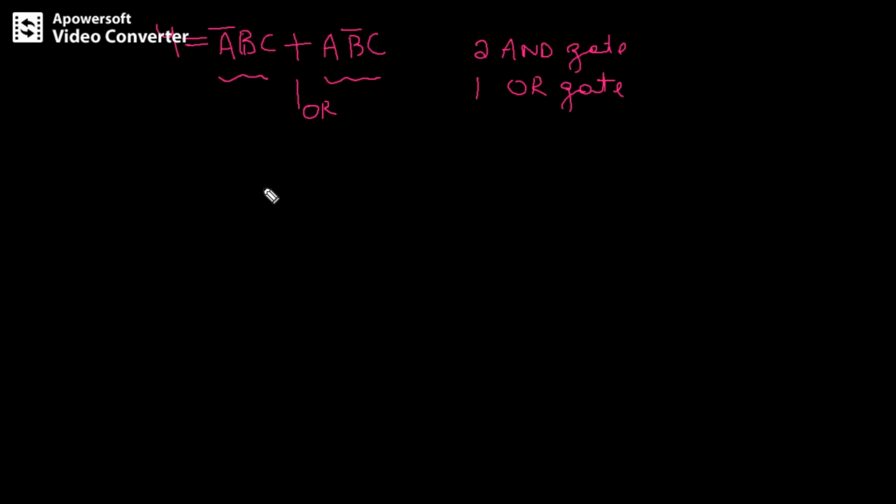So first let me take an AND gate. The AND gate here requires 3 inputs, so I will take a 3-input AND gate. First one is a 3-input AND gate with input A, input B and input C. But you can see the first input is A bar. That means I will connect A and pass it through an inverter and connect it to this input. The second one I will connect directly, that is B. Third one is C.